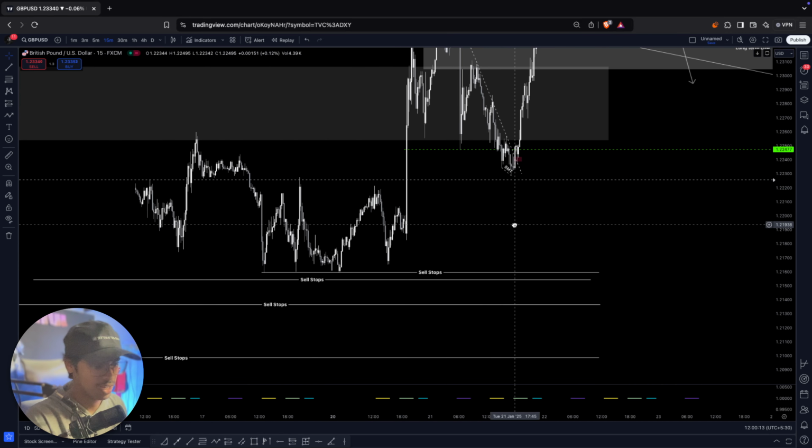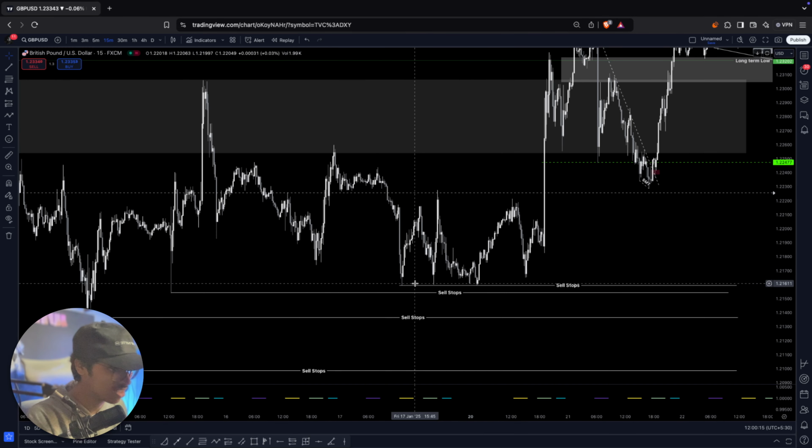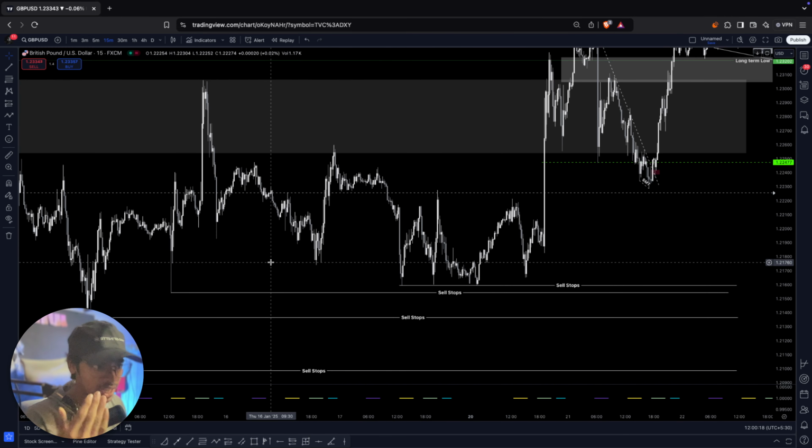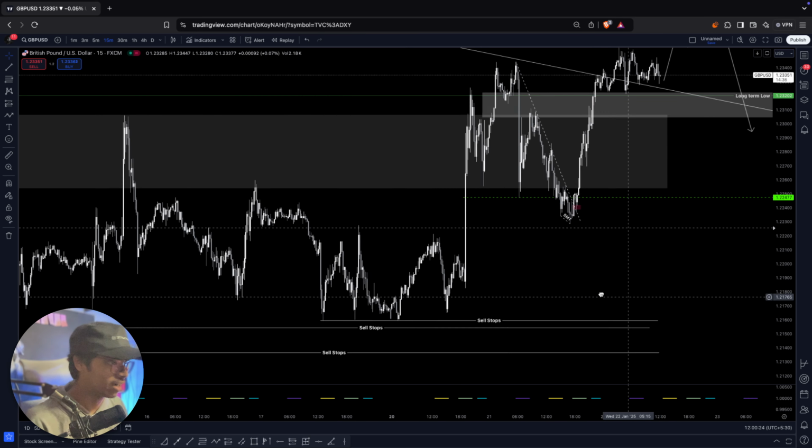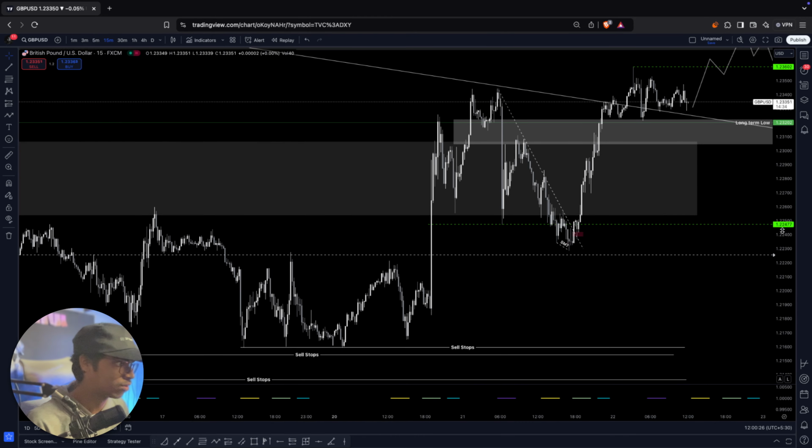Why are we being attracted to sell side liquidity? Because you can see this is the sell side liquidity that has been built and it has not been taken yet. So the market is building the sell side liquidity for us to take the entries. Got it? And yesterday I told you that I took an entry.